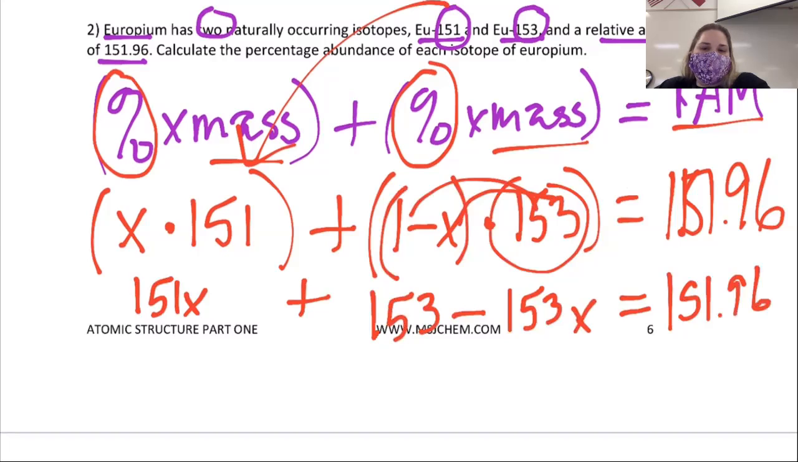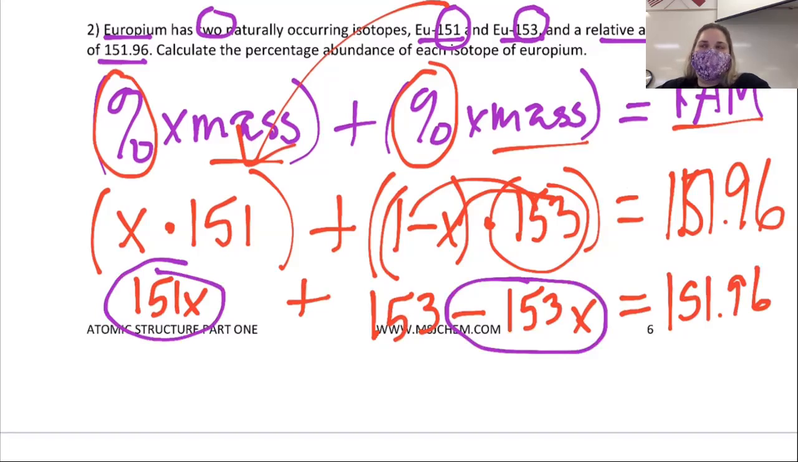Now from here, I'm going to combine like terms, right? I have a 151x and a minus 153x. If I combine those together, what's that going to be when I simplify it?